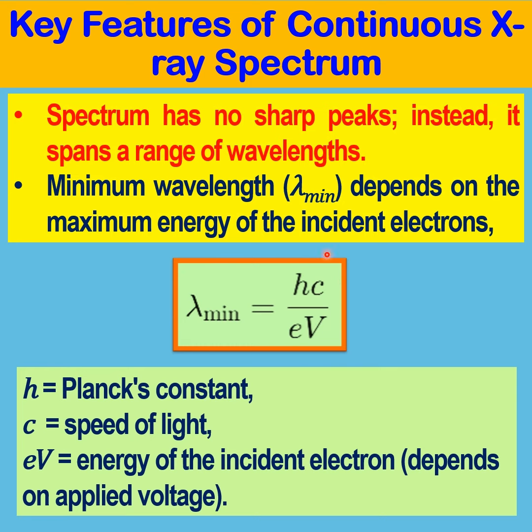The minimum X-ray wavelength formula is this: lambda minimum is equal to hc by eV. Here h is Planck's constant, c is the speed of light, e is the charge on the electron, and V is the applied voltage. Therefore, the emitted X-ray wavelength is dictated only by the applied voltage.